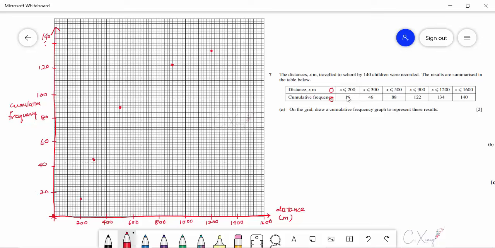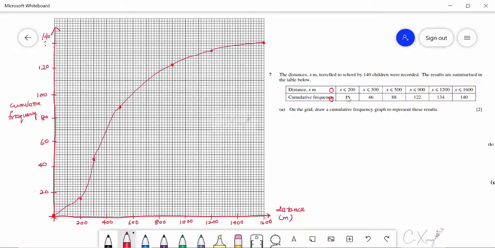And 1600, you will have 140. Okay, so these are the points that I plot. After you plot all the points clearly, then you try to join them together to form a cumulative frequency curve. If you can, try to draw it smoothly. You are also allowed to use a ruler to draw straight lines between each of the points. No problem. So this is my cumulative frequency curve for part A.